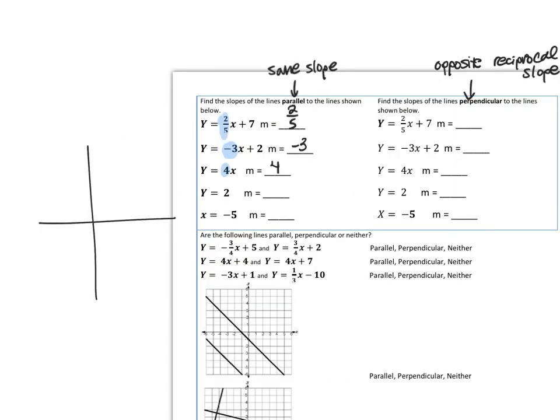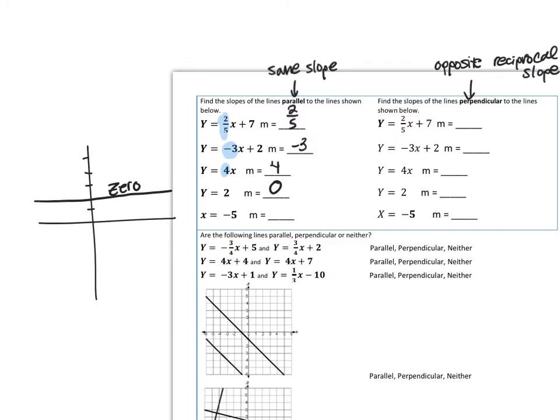Do you remember what the graph of y equals 2 looks like? It's just a horizontal line that goes through (0, 2). So it has a slope of 0. So a slope of any line parallel to that is also going to be 0. That was a little bit of a trick question, wasn't it?